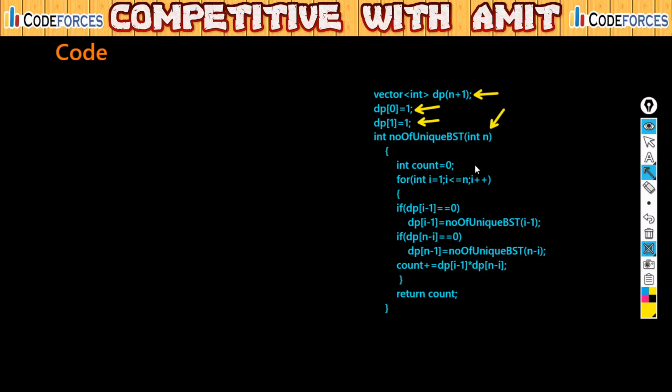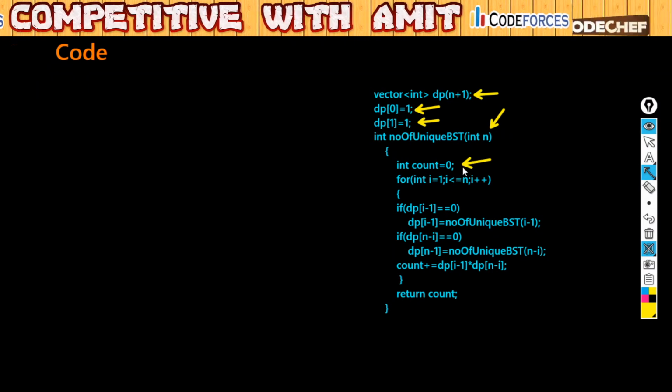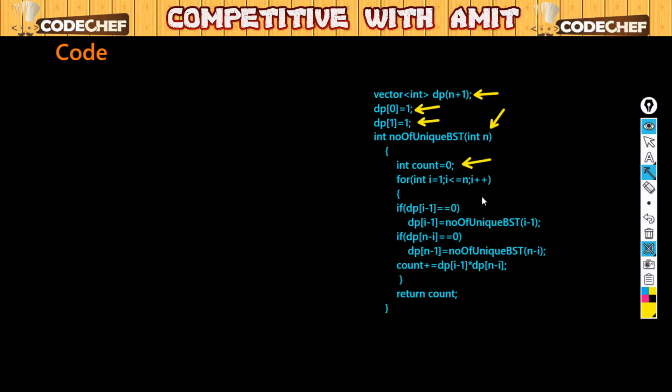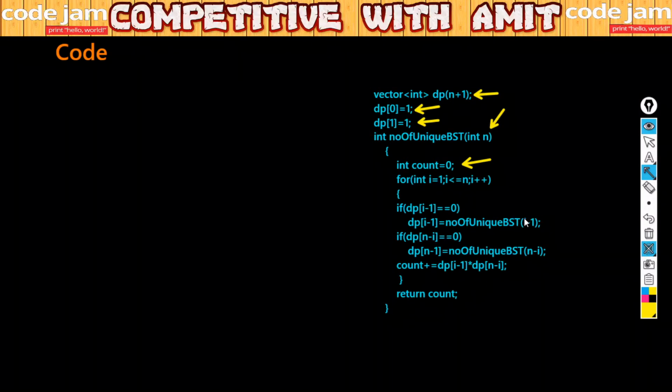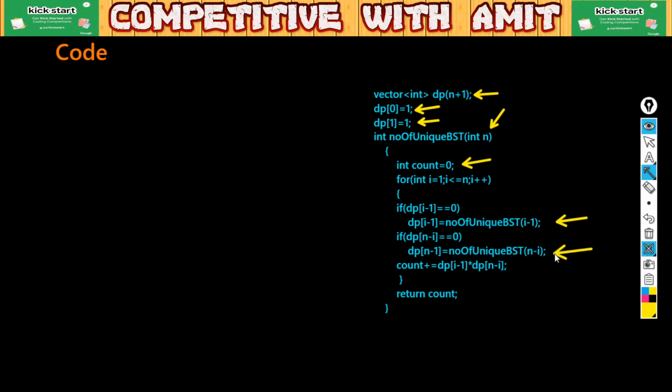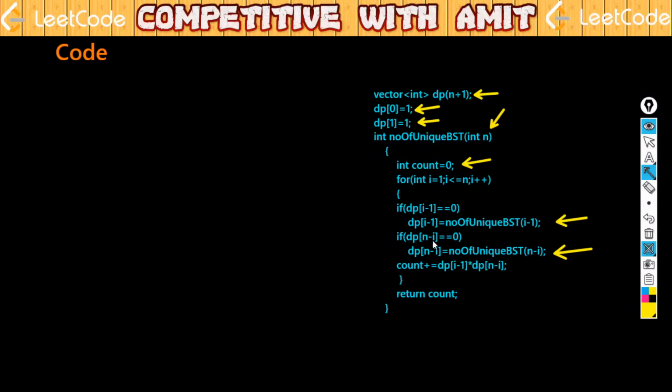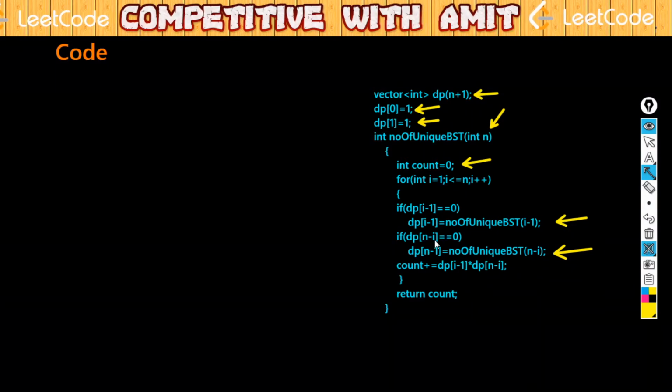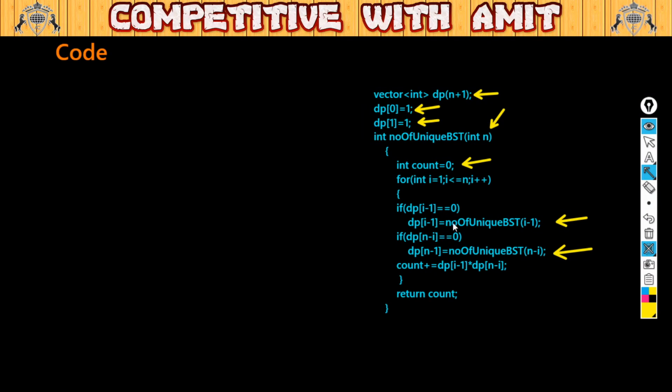Now after that I have initialized count equals to 0. Now I have started iterating over these whole conditions, and in this I am also using recursion, and in this also a stack will be created. So if you don't know anything about recursion and stack, you can see my previous video.